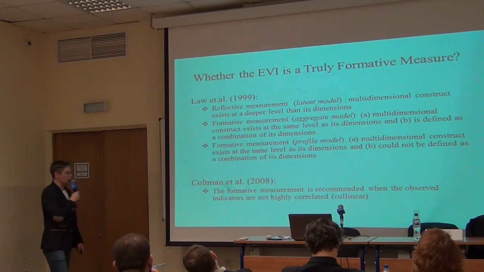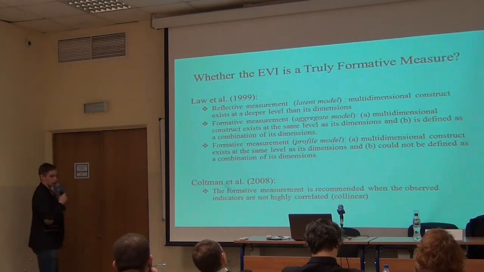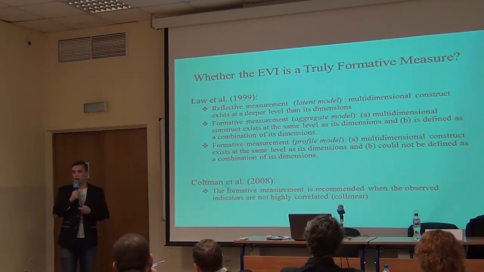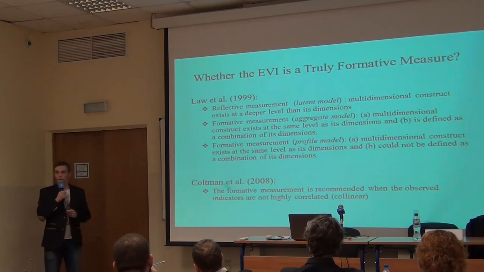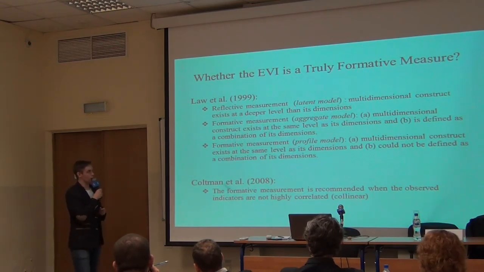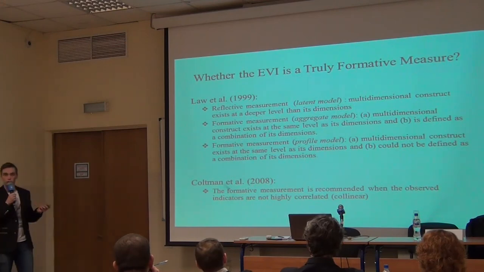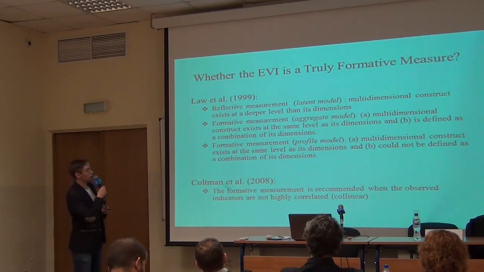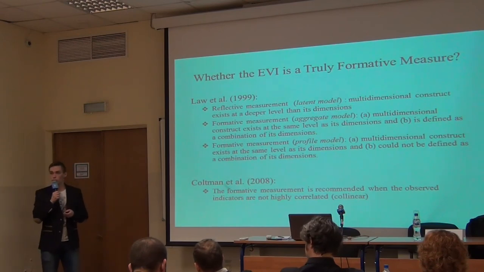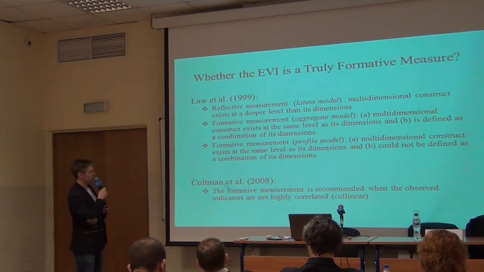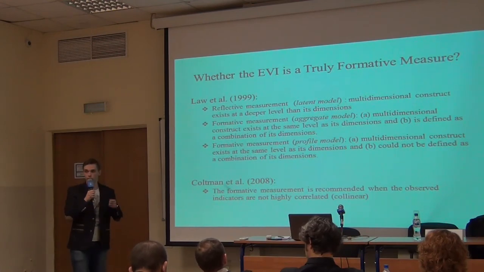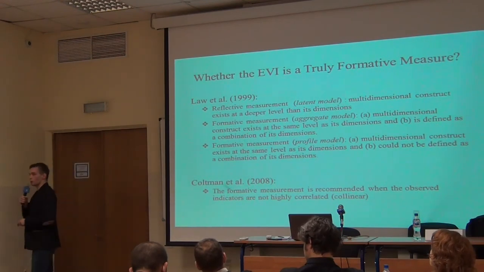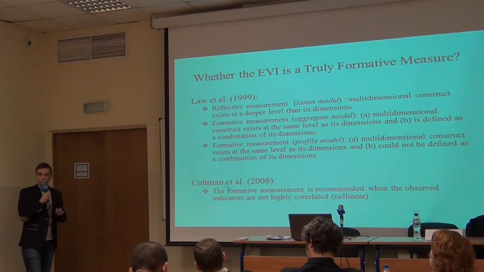The first concern I would like to point out is that the index of emancipative values and its justification in a recent paper by Welzel does not fully satisfy the definition of a formative measure. Actually, it's not so easy to distinguish between formative and reflective models in practice. Law et al. suggest one simple taxonomy of measurement models in social sciences, and they argue that the key criterion for the distinction between formative and reflective measures is whether the construct operates and exists at the same level as its indicators or not.